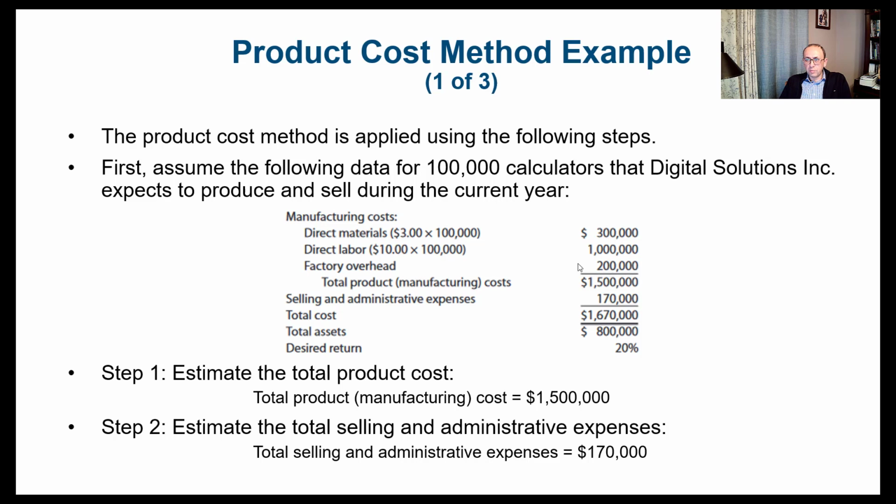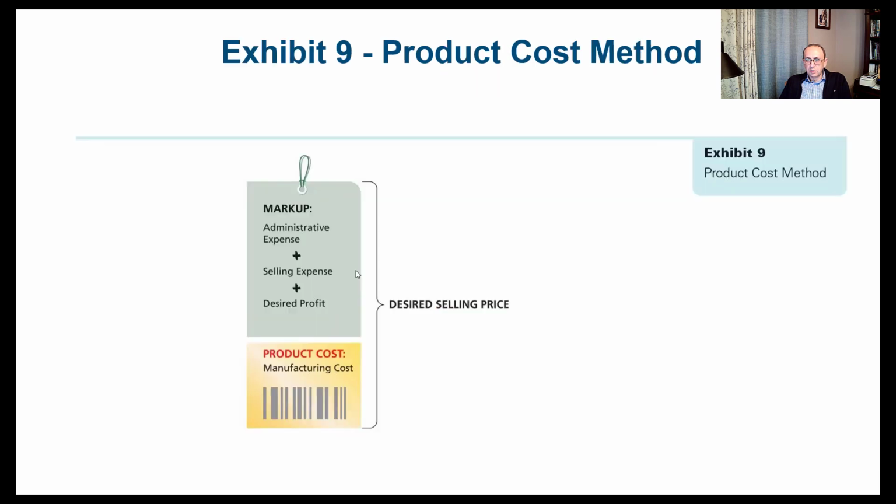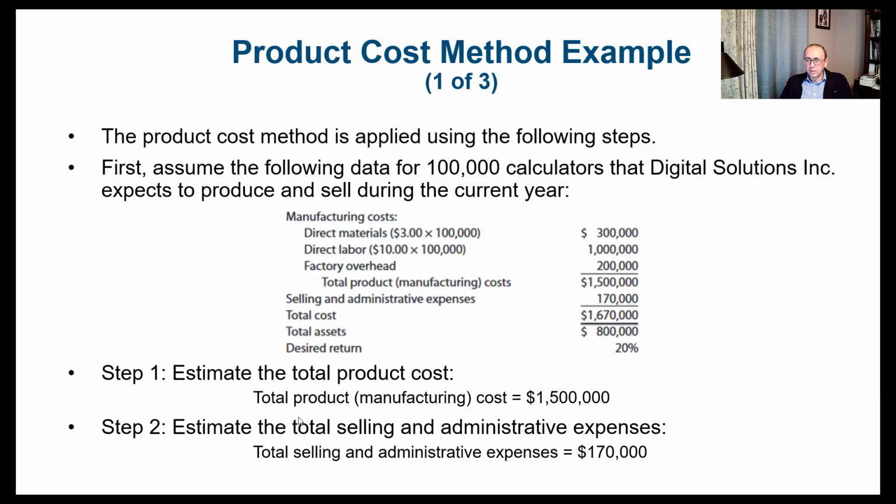If we add these 3 numbers, material, labor, and overhead, these are the manufacturing cost. Okay, and remember, that's still part of the product cost. I'm sorry if I said overhead for these things. The product cost includes direct material, direct labor, and the factory overhead. Then we have the selling and administrative expenses to be $170.